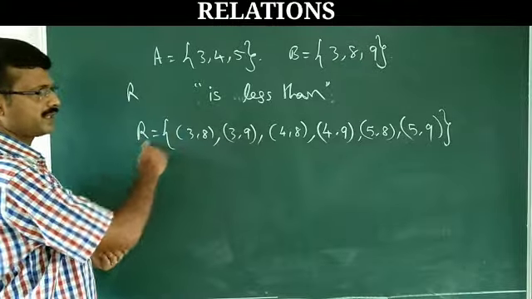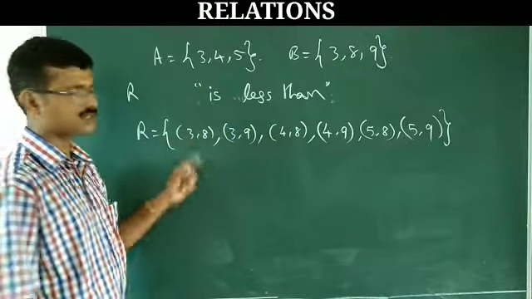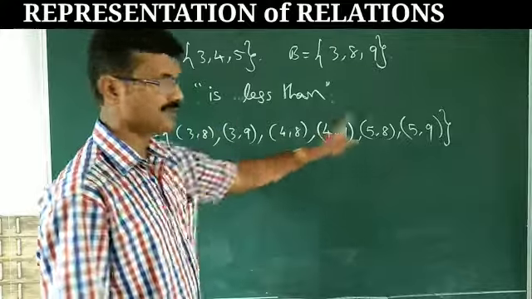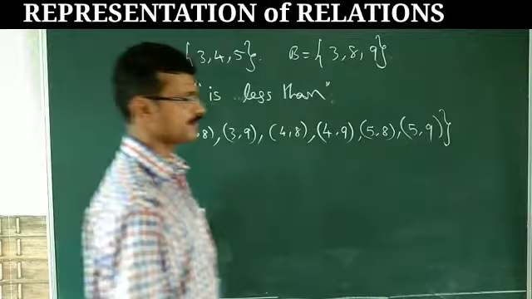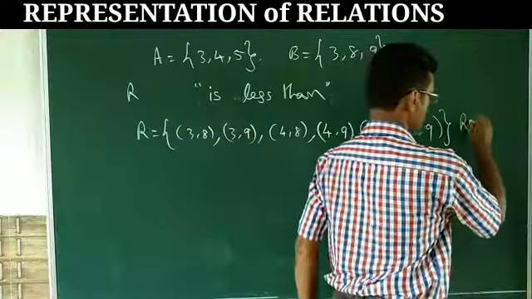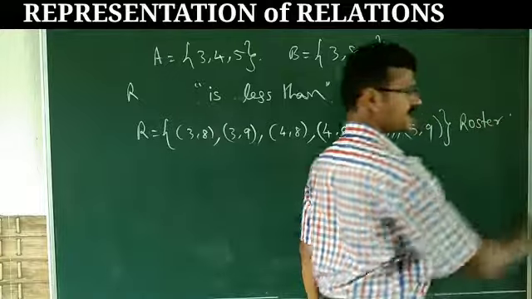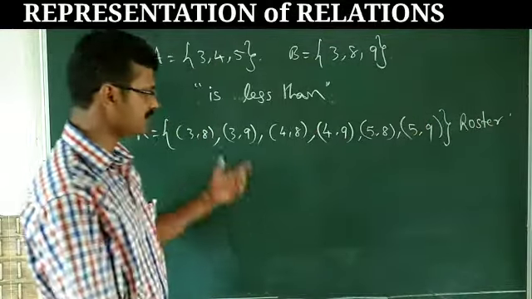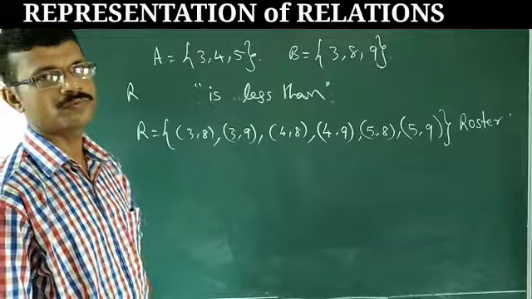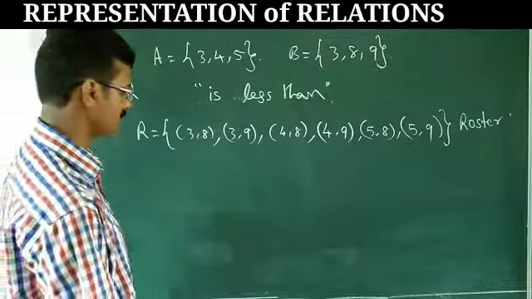This way if you write the elements, this is known as roster form. You studied about the roster form. The same way here, we write the elements by putting a comma in between. That is a roster form.